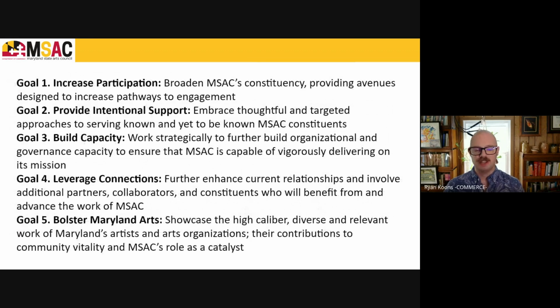Our current strategic plan has 5 goals. I will read just the bolded text here, and you're welcome to read more about that on our website, msac.org. Our current 5 goals are to increase intentional support, to build capacity, to leverage connections, and to bolster Maryland arts.